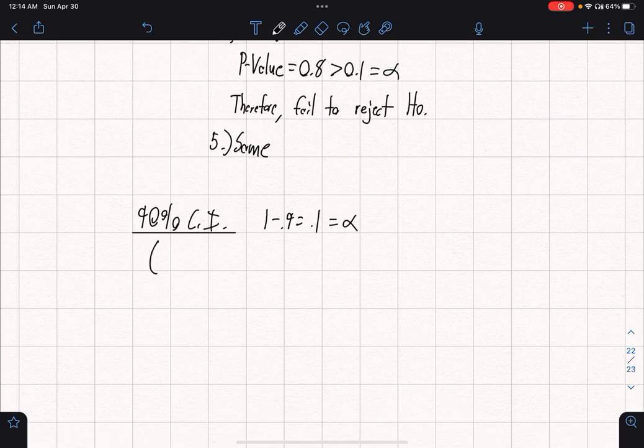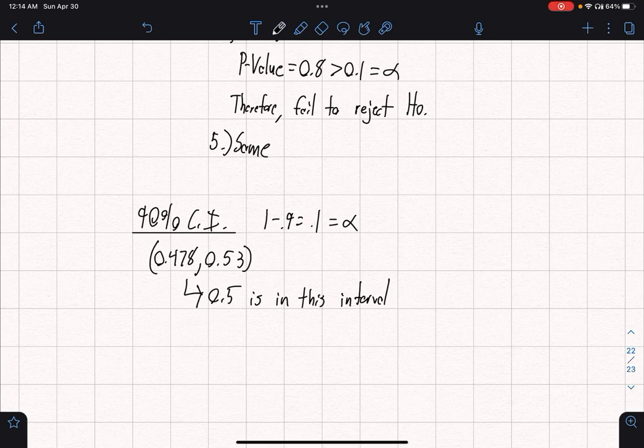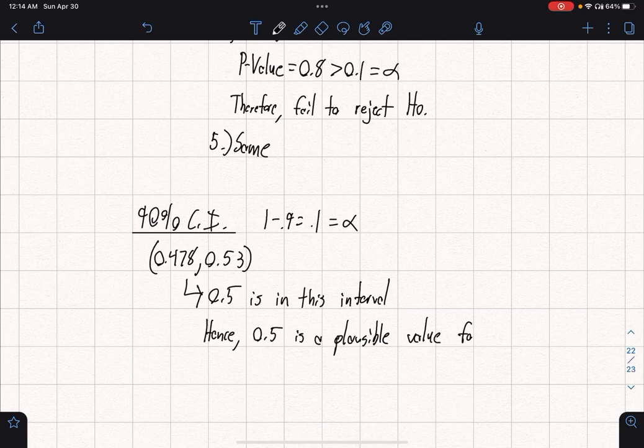So the 90% confidence interval was 0.478 to 0.53. And let's just note that 0.5 is in this interval. Hence, 0.5 is a plausible value for pi. And so this agrees with our hypothesis test.